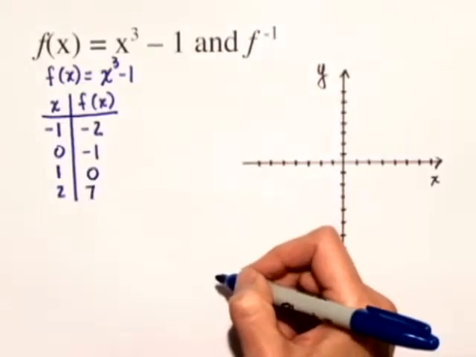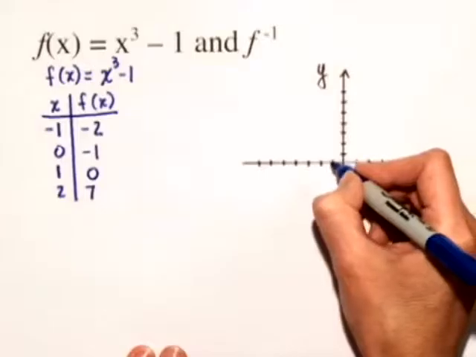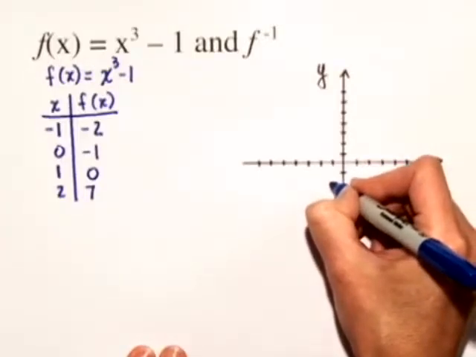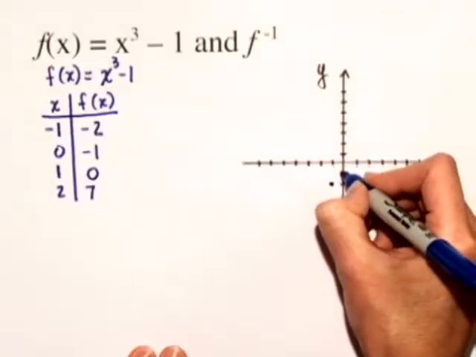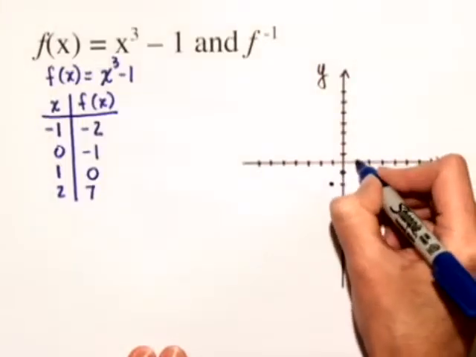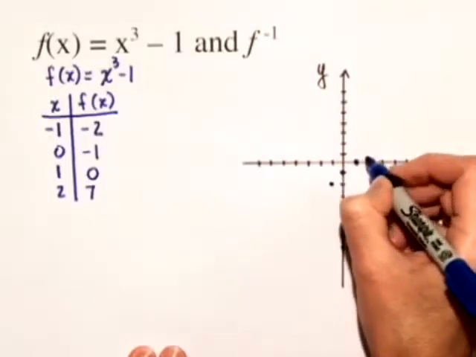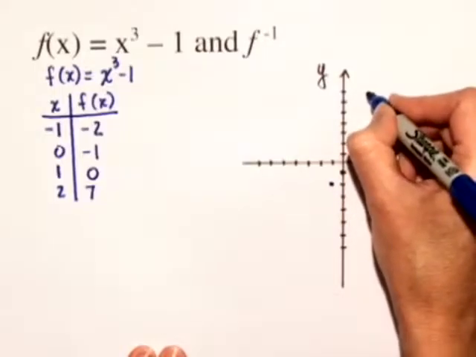Let's go ahead and plot these points. We have -1, -2, 0, -1, 1, 0, and 2, 7.